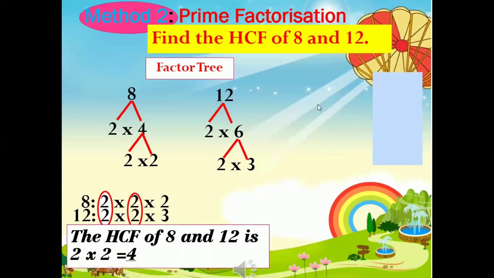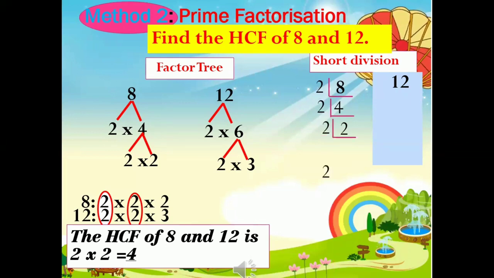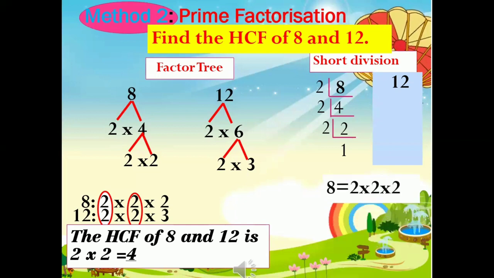Another way to factorize a number is short division, again by using prime numbers. We have here 8 and 12. So use a prime number to divide the whole number. So 8 divided by, let's start with 2, is 4. Then 4 divided by 2 again is 2. Then 2 can still be divided by 2, and then there's 1 remaining. So the factorization of 8 is 2 times 2 times 2.